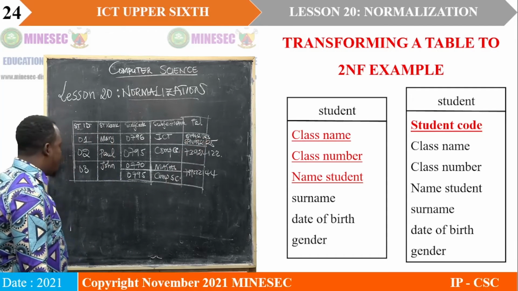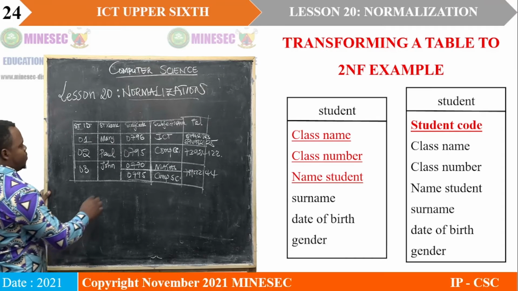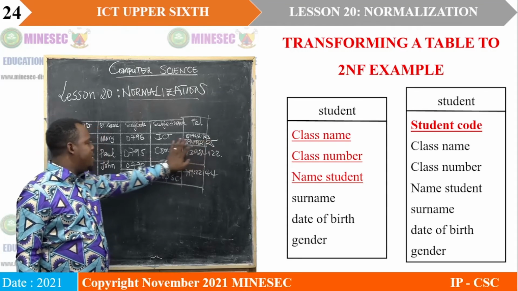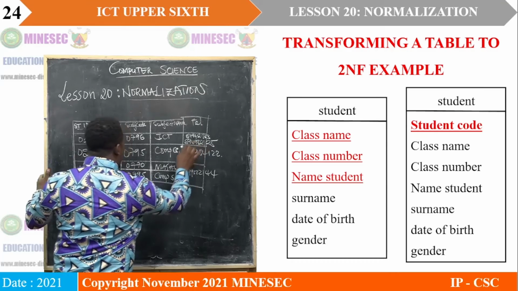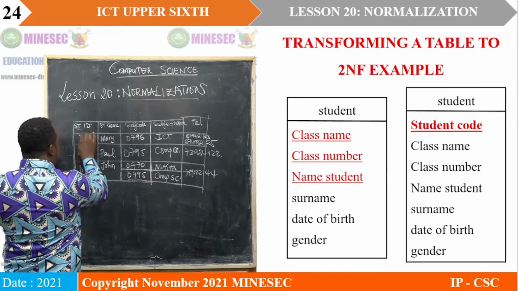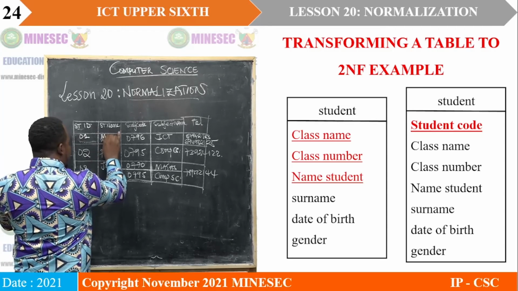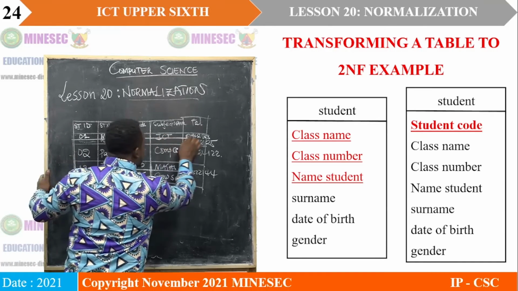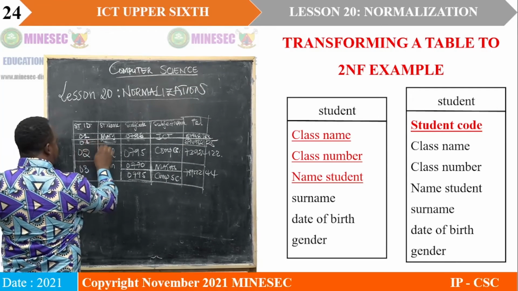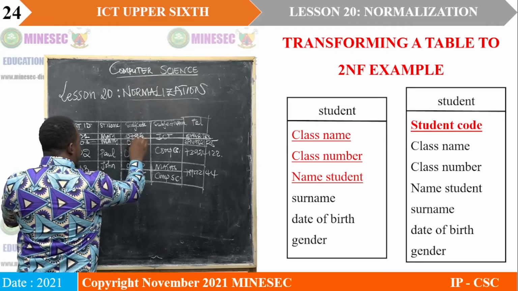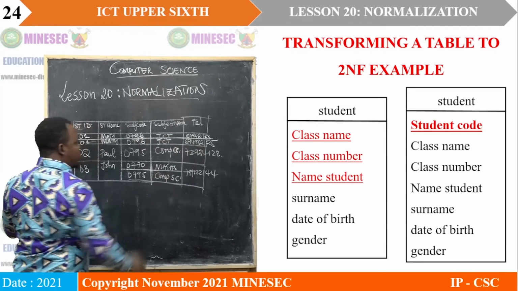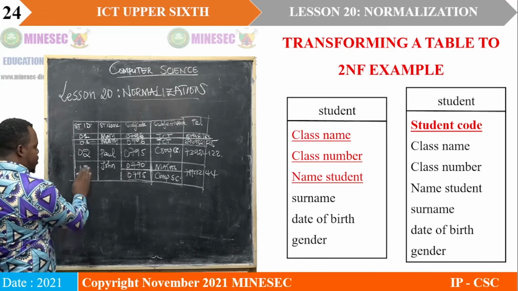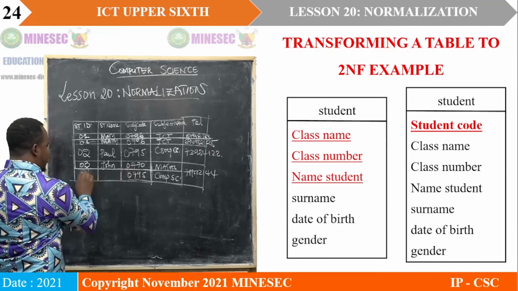To cancel them, you can simply duplicate this field by putting this phone number on a separate row, and it will become like this. You are now going to have 01, Mary, 0796, ICT, and so on. Also, this group field can equally be broken down so that we have separate fields.